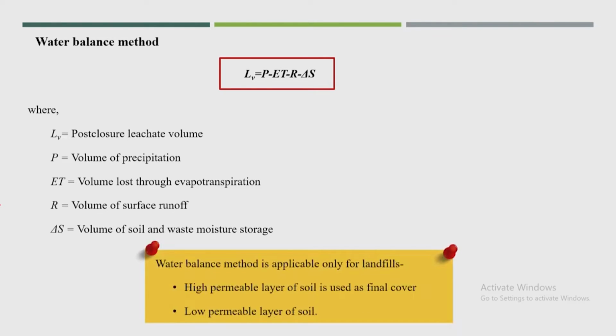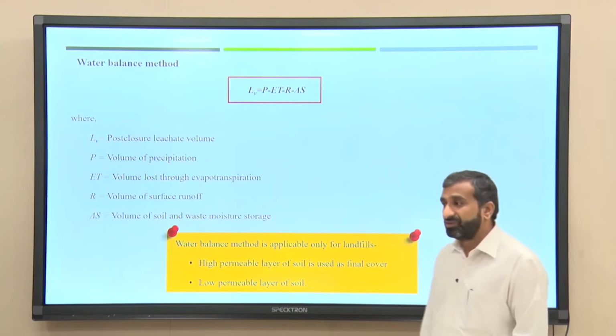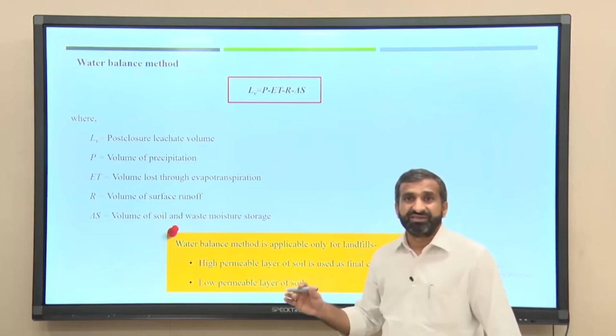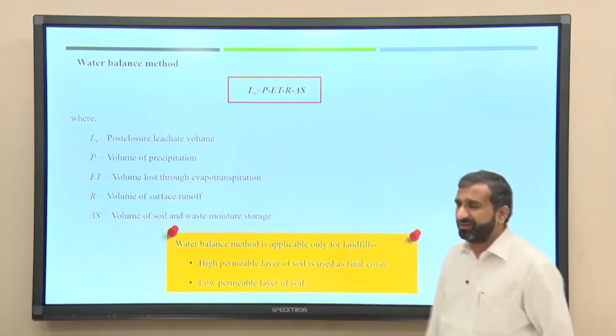So, the water balance method is applicable only for landfills where a highly permeable layer of soil is used in the final cover and a low permeable layer of soil in the ground. These are the two considerations for the water balance method. Rainwater will enter into the waste material, and if low permeable soil has been added as the final cover, a very small quantity of rainwater will enter into the landfill area.